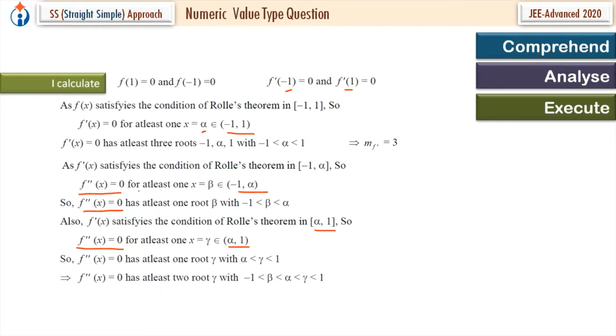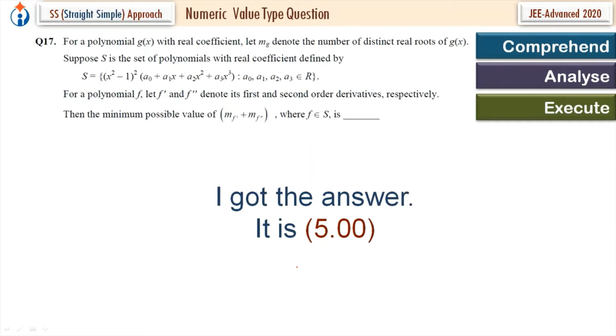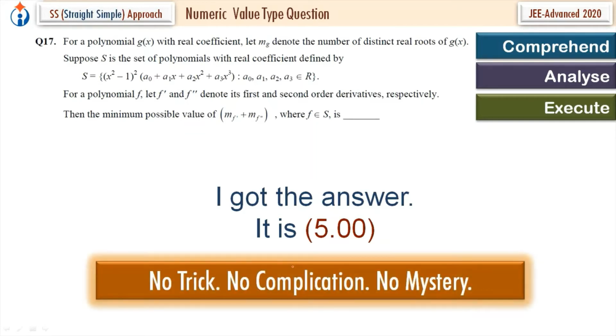So f''(x) has two roots, beta and gamma, satisfying this condition, the minimum number of roots. Therefore, m_f'' is equal to 2. I got the minimum possible value of m_f' plus m_f'' equal to 5. I got the answer. It is 5. Everything from NCERT. No trick, no complication, no mystery.